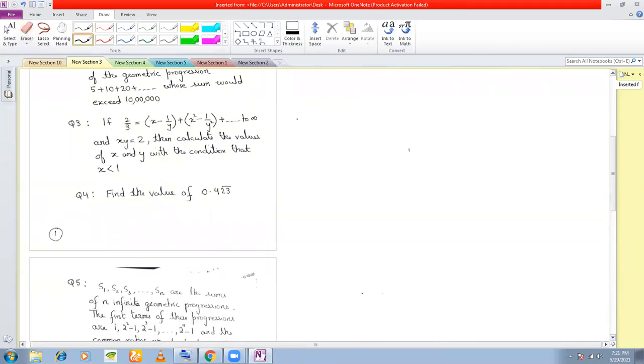Question 3. Given here, 2/3 is equal to (x minus 1/y) plus (x square minus 1/y square) plus up till infinity. Also, what is given here? xy is equal to 2. You need to calculate the values of x and y with the condition that x is less than 1.